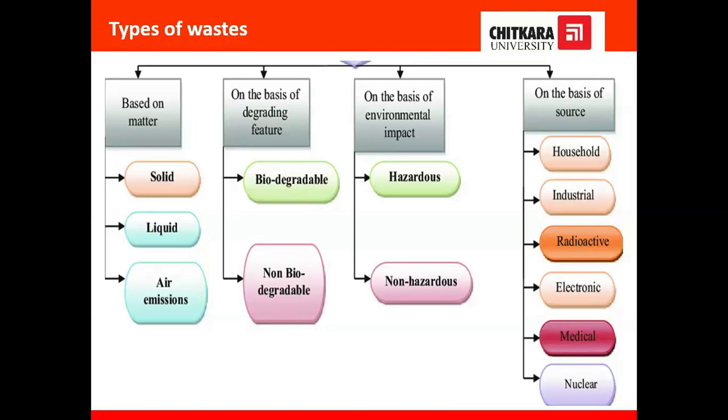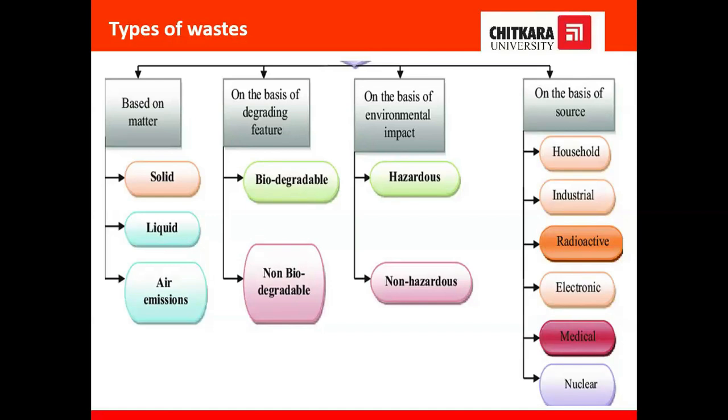Hazardous waste has four types of characteristics. If even one of those four characteristics is present in any kind of material, it can be referred to as hazardous waste. If it is not, then it can be referred to as non-hazardous waste, like food waste.